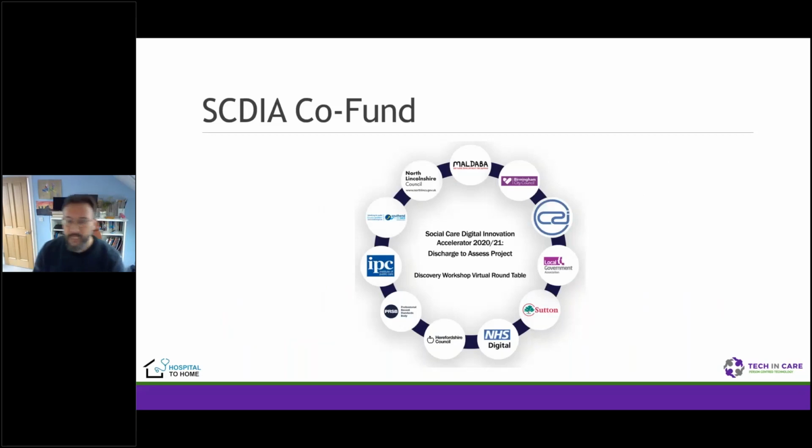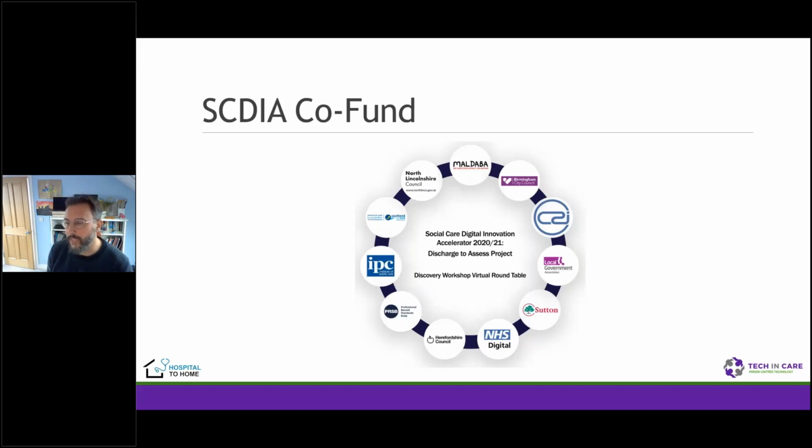The story really begins with the NHS Digital and the Local Government Association Social Care Digital Innovation Accelerator, a bit of a mouthful, that ran from 2020 to 2021. As part of that accelerator program, NHS Digital and the LGA spoke to local authorities up and down the country to understand what were the biggest challenges facing them. This was during the first lockdown.